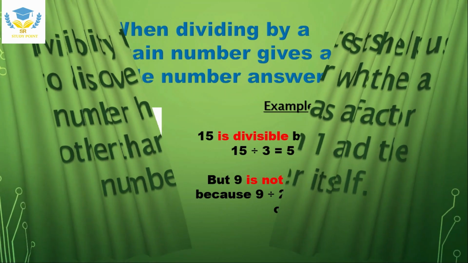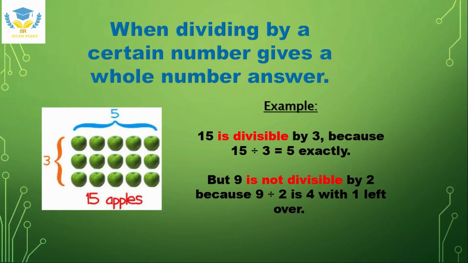As you can see, when we divide a certain number, we will have a whole number as an answer. If we are getting a whole number as an answer without any remainder, that means that particular number is divisible by that number. For example, we have 15 apples over here. If we divide 15 by 3, the answer is 5. We can divide these 15 into 3 equal parts, and we get 5 in each part, and we will not have any apple remaining.